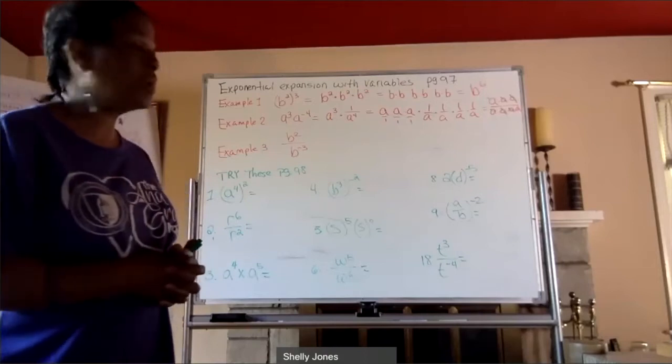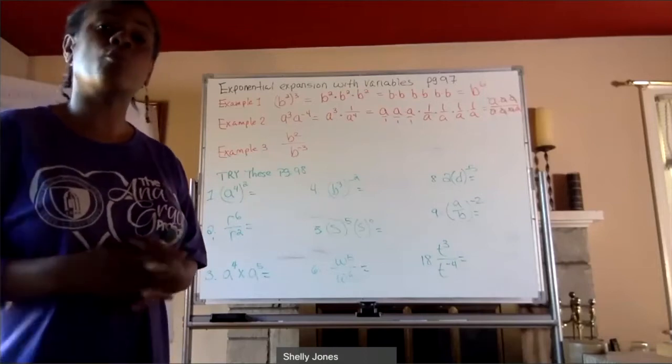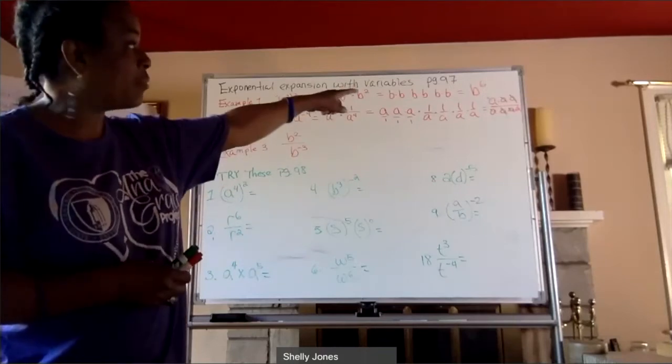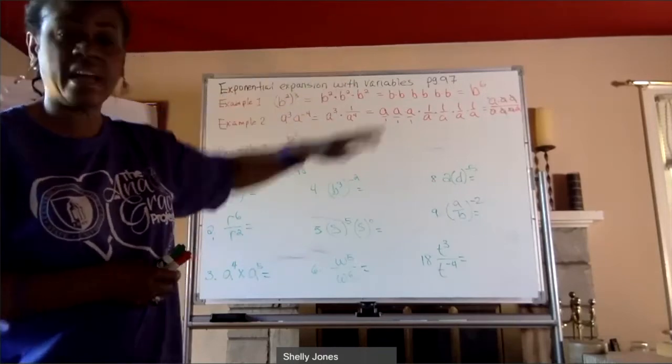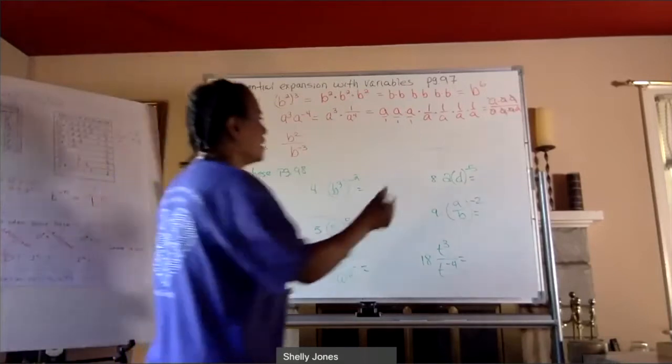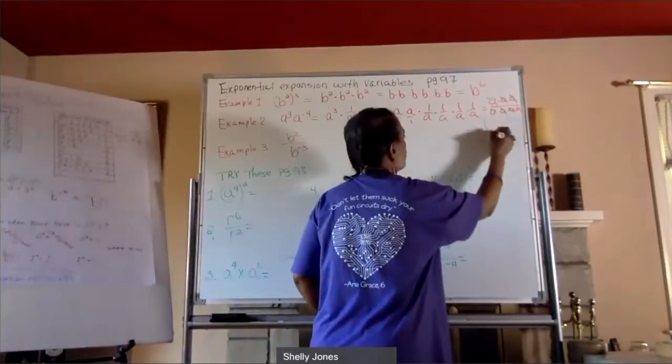1 times 1 is 1. So I actually still have a 1 there. So I'm left with a 1 in the numerator and a in the denominator. So I end up simplifying it to 1 over a.